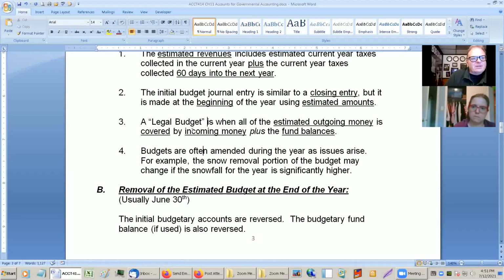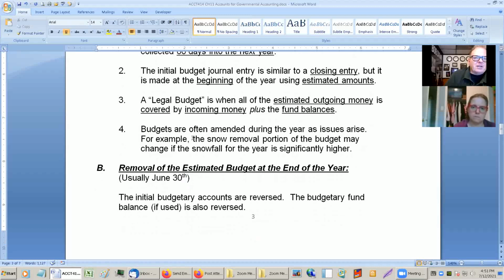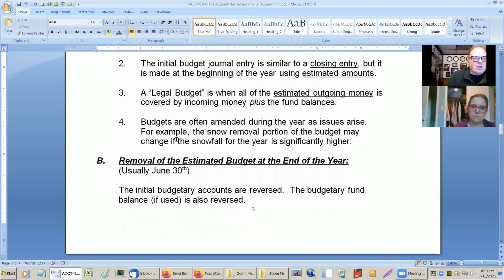We already talked about that. A legal budget, you have to have something in the checkbook. Budgets are often amended during the year as issues arise. Snow removal, for instance, you buy some salt, and if we get a really bad year, you might be buying a whole bunch of salt.